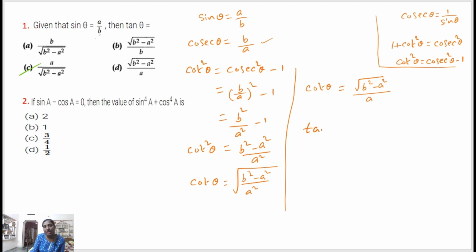Now what is tan theta? Tan theta is the reciprocal of cot theta. Okay, so tan theta is equal to a by root over b square minus a square. Okay, so the same thing, option C is correct. So there are so many ways to solve it. You can think of another way to solve it. Okay, now let's move to the next question.